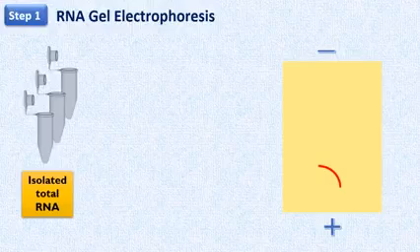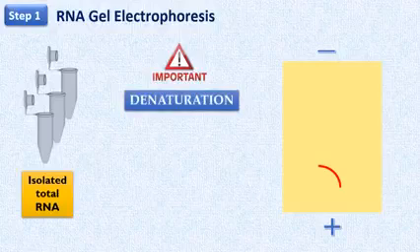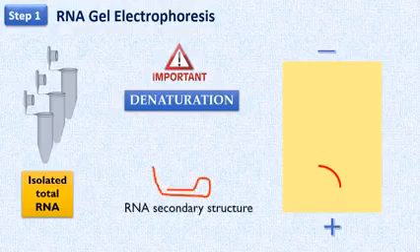Now we know that RNA is a single-stranded nucleic acid. But still, this RNA gel electrophoresis also includes a denaturation step. This is because RNA molecules fold onto themselves, and because of intramolecular base pairing, they form secondary structures.